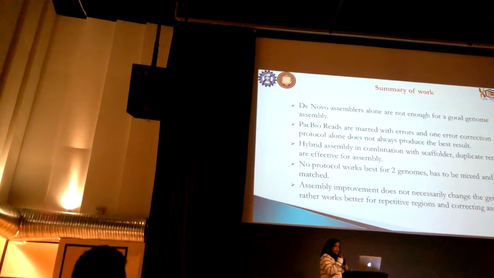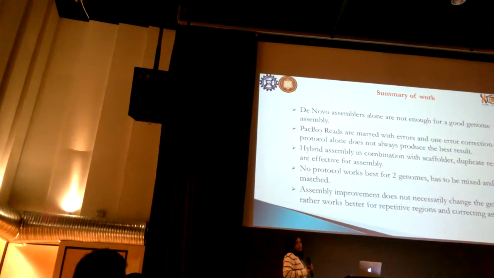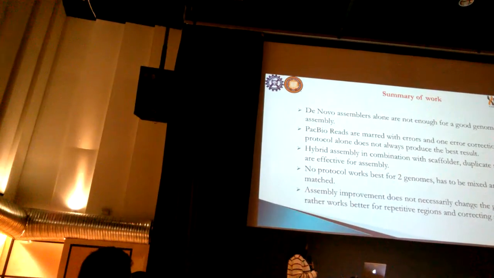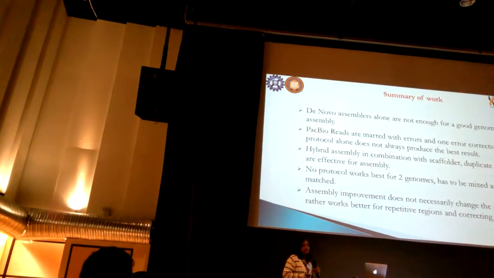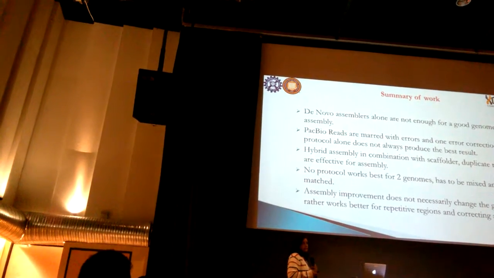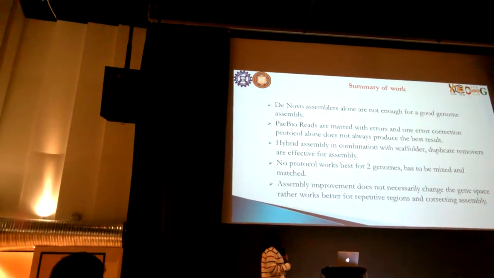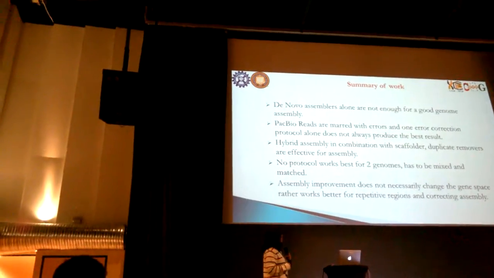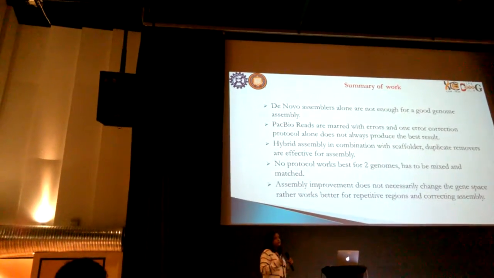So the final take-home message from here is de novo assemblers alone cannot be relied on for a good genome assembly. And PacBio reads, if you are trying to use them, be aware that they have a lot of errors, and correcting those errors is the key to getting the optimal assembly. And hybrid assembly is required for doing any kind of assembly.